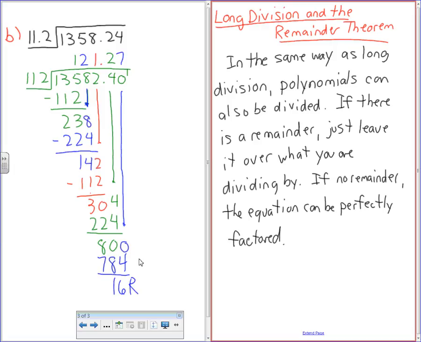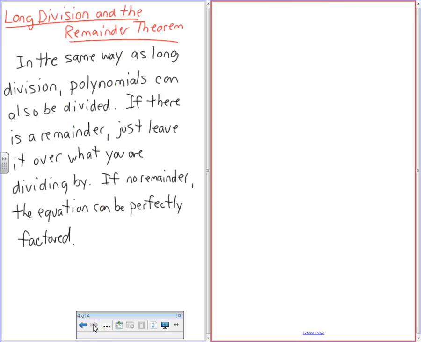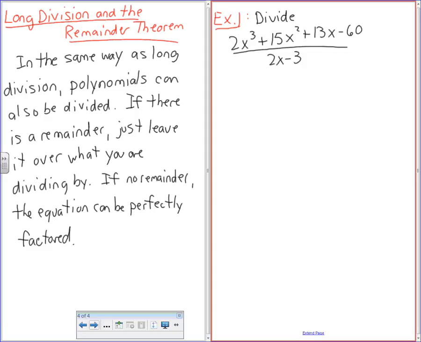Here we go. Example 1. Says divide 2x cubed plus 15x squared plus 13x minus 60 by 2x plus 3.